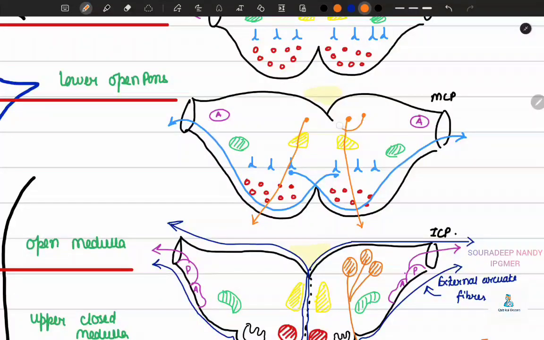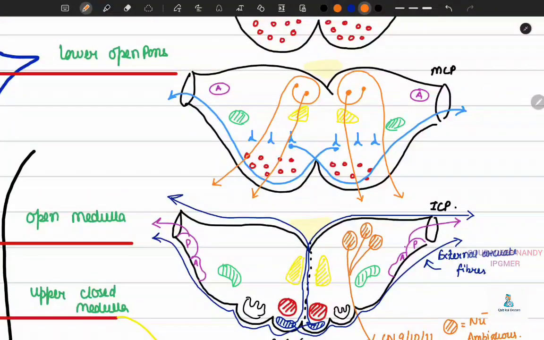So it winds around the abducens nucleus and exits from the pons. So it makes these bulges which are known as the facial colliculus.